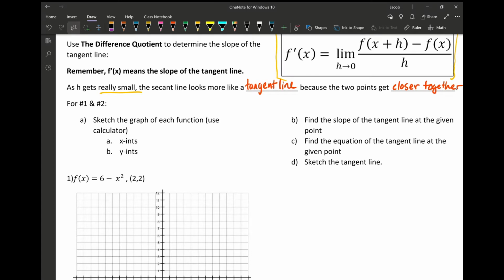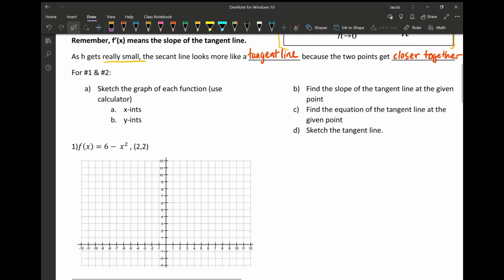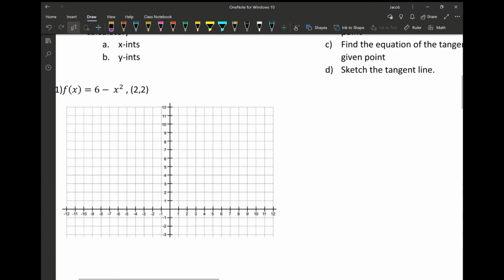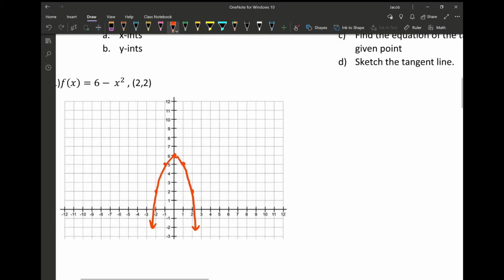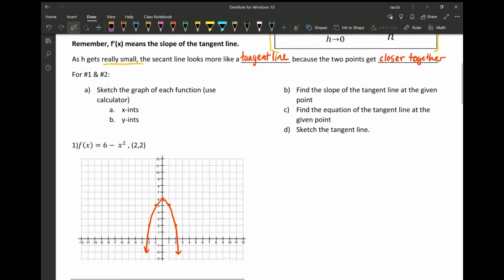So for 1 and 2, we are asked to sketch the graph of this function, 6 minus x squared. So we start at 6 and then we go down from there. You can use a calculator to do that if you're not very confident. We are not going to be quizzing over how well you draw quadratics in this.